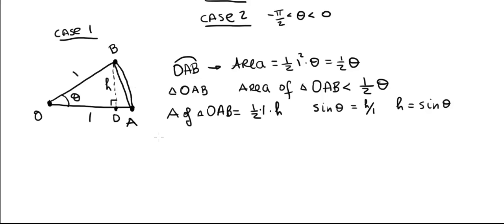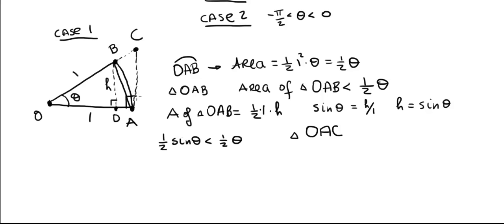And since the area of OAB is less than the area of the sector, we know that 1/2 sine theta is less than 1/2 theta. We have that so far. Let's form another triangle. I'm going to extend this up here, call this point C, and drop this down to A. So let's look at triangle OAC.